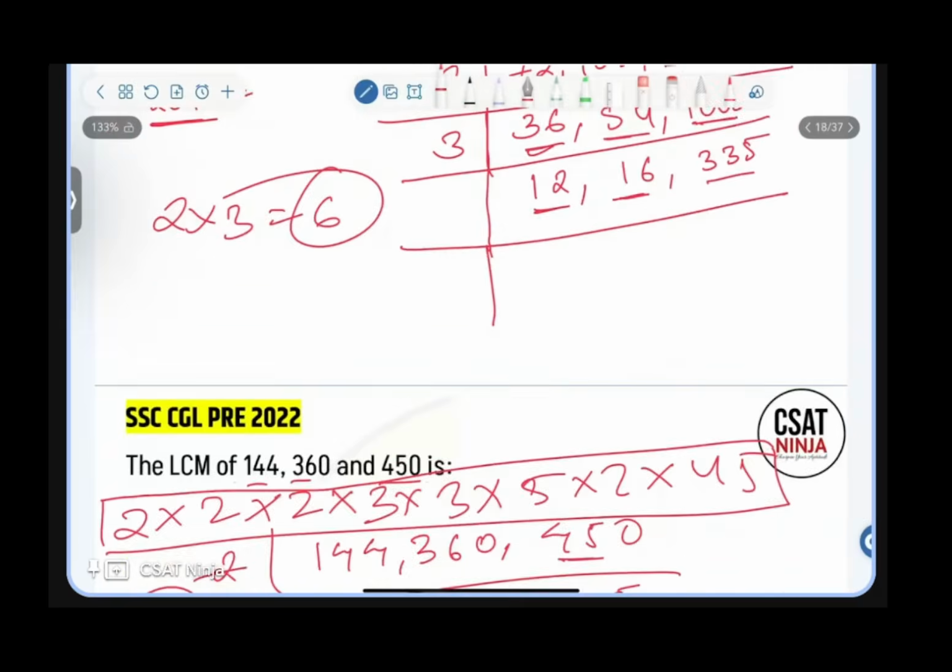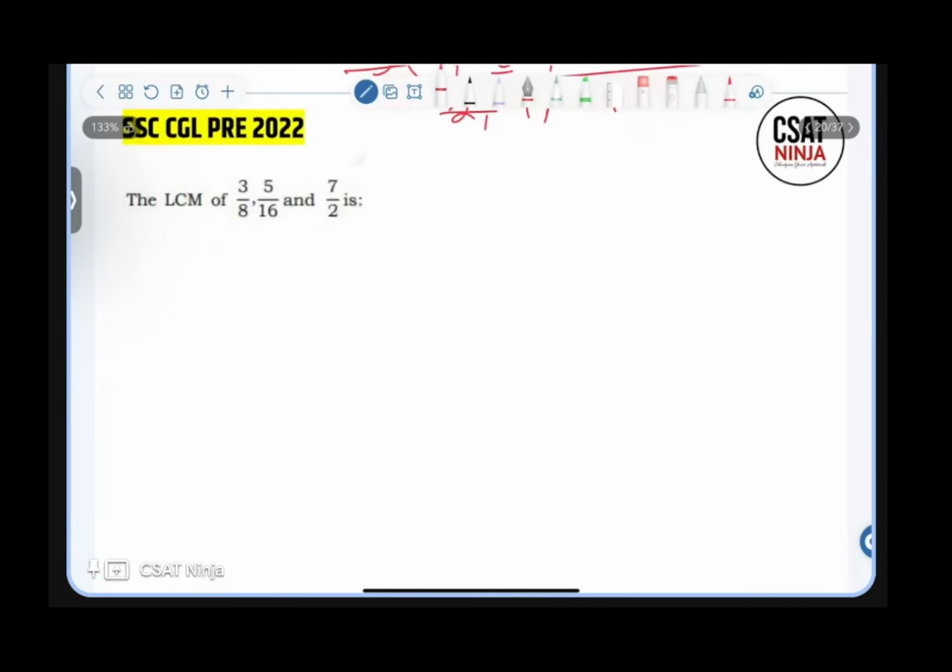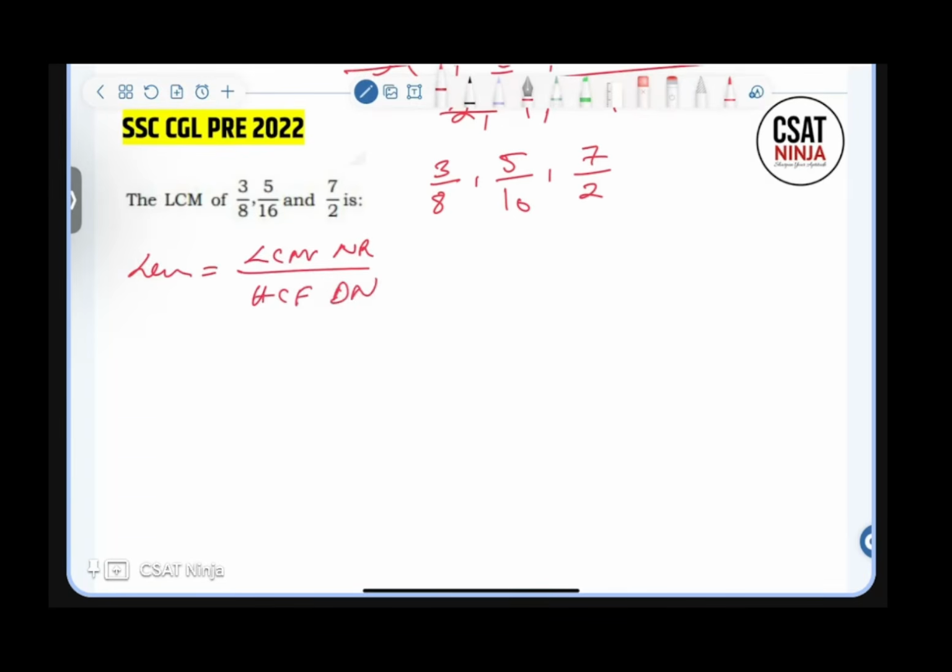Let's try some questions. LCM of 3 divided by 8, 5 divided by 16, and 7 divided by 2. We are asked to find what? LCM. So the LCM rule was LCM of numerator divided by HCF of denominator. Let us find first the LCM of the numerator. What is the numerator? Numerator means this one, okay? These are numerators. And denominator means this one. The lower one, we call it denominator, and the upper one, we call it numerator.